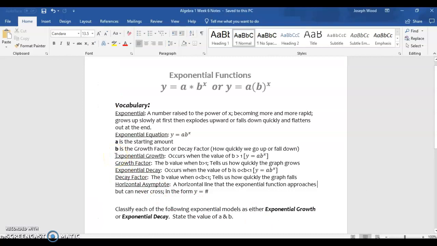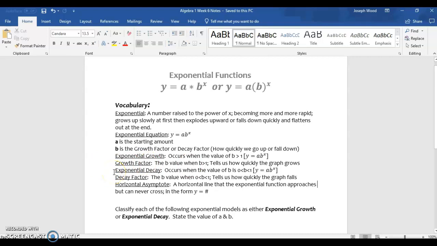And so when it's growing, we say that it's exponential growth. So that green graph was an exponential growth graph. It occurs when the value of B is a number that's bigger than 1. Right? So y equals 2 to the power of x, y equals 5 to the power of x, y equals 1.01 to the power of x. Anytime B is bigger than 1, we get exponential growth. That B value, when it's bigger than 1, is what we call our growth factor, and that's what tells us how quickly the graph grows.